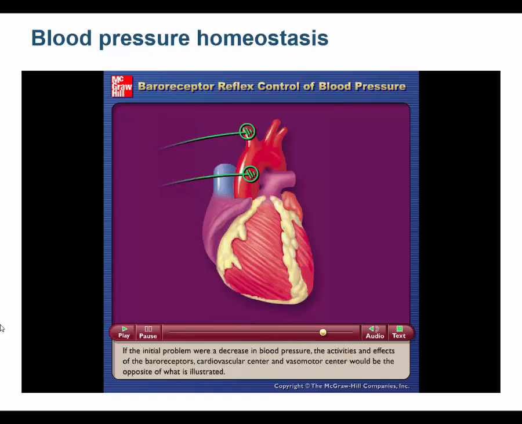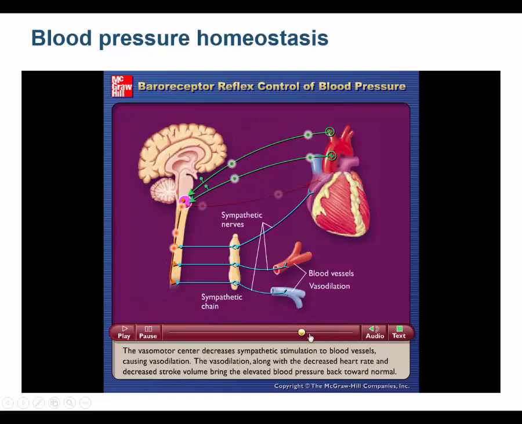If the initial problem were a decrease in blood pressure, the activities and effects of the baroreceptors, cardiovascular center, and vasomotor center would be the opposite of what is illustrated. All right, I want to go back to this part right here. I hate how he just, at the very end, says, oh, by the way, if the blood pressure went down, it would be the opposite. So let me talk you through it.